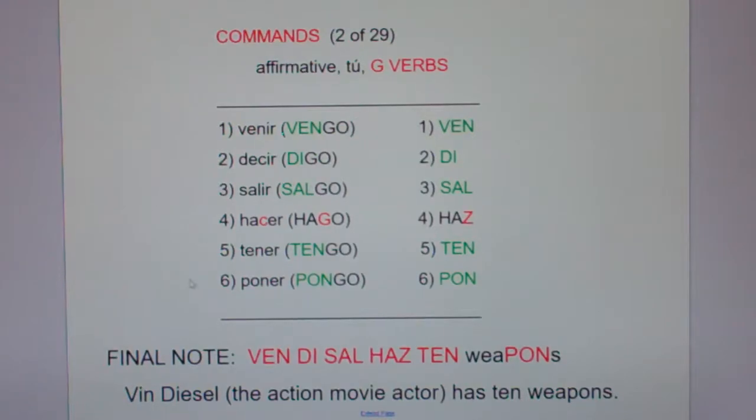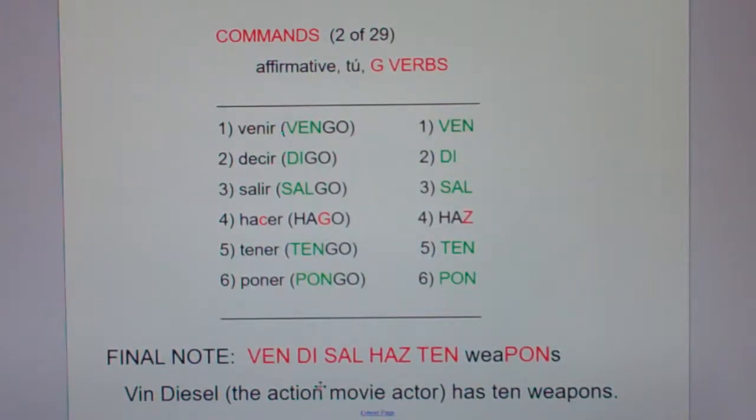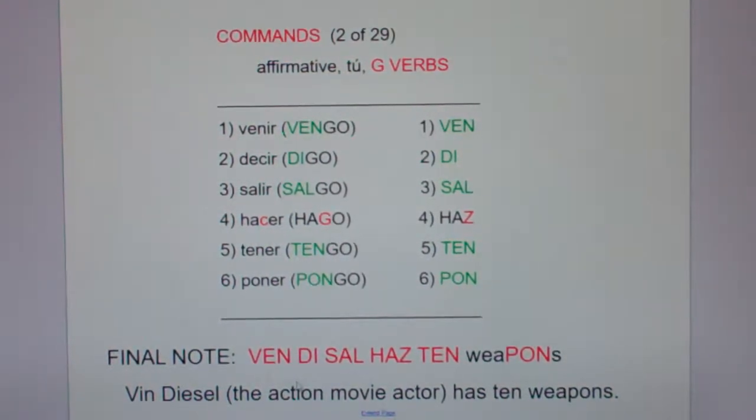Now, I was tricky. I put these 6 G verbs in this pattern for a reason. There's a way that Spanish teachers help their kids remember these 6 irregular G verbs to command your friend to do these 6 things. They say, Ven Diesel has 10 weapons. You know that action figure here in America? He's an actor in action movies, Vin Diesel. He does martial arts and all. He plays Delta Forces or whatnot in movies. So check it out. Ven Diesel has 10 weapons.